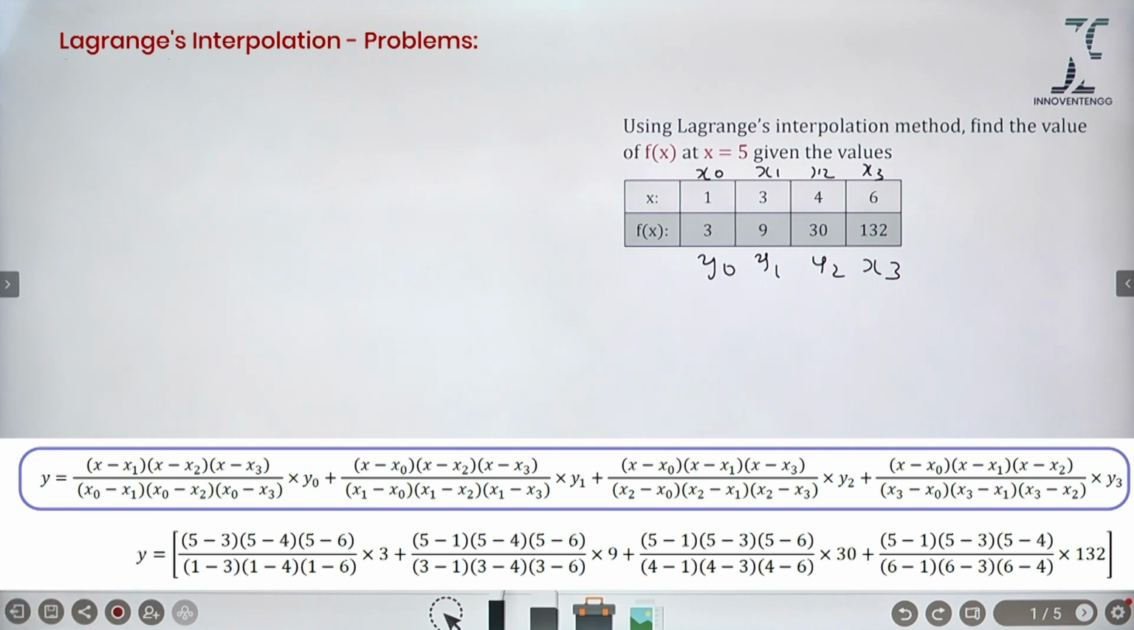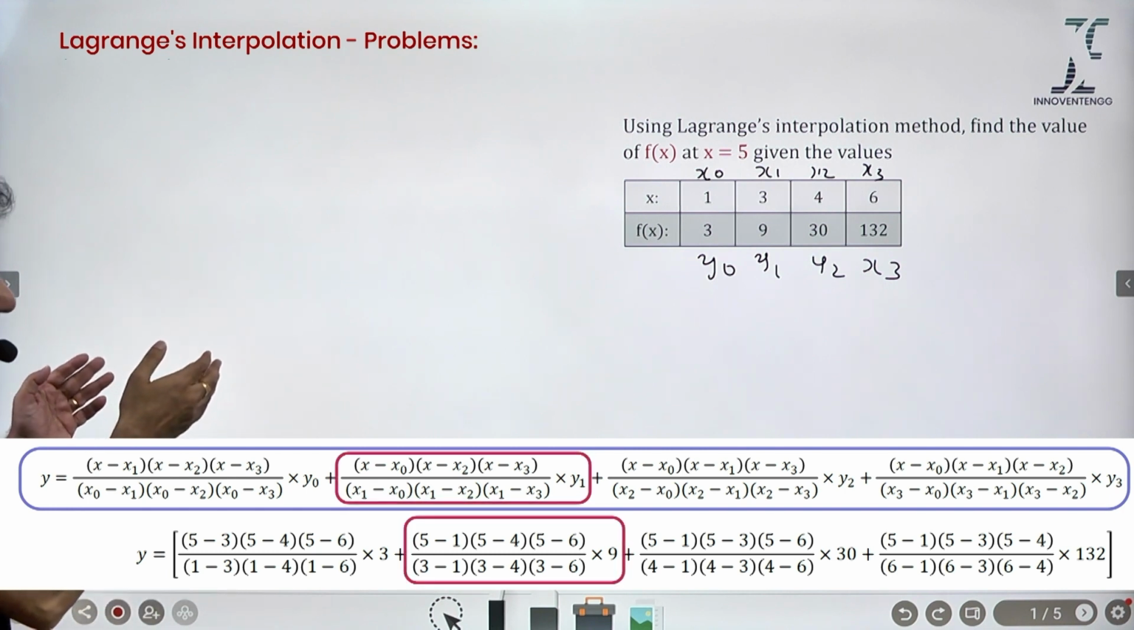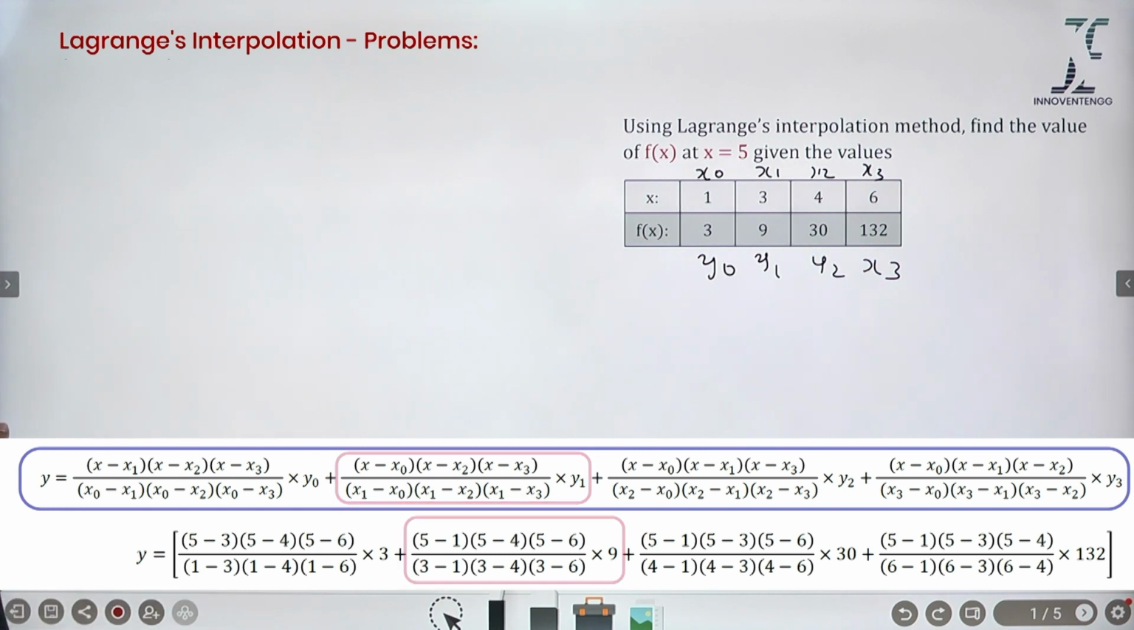What about the next term? The denominator, again, since it pertains to x1, is going to be x1 minus x0, x1 minus x2, x1 minus x3, and multiplied by the corresponding y, which is 9, of course. And as far as the numerator is concerned, it is simply x minus, except x1, x minus x0, x minus x2, x minus x3.